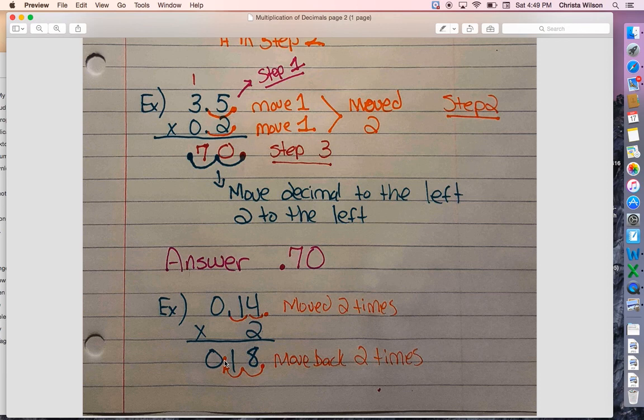Make sure you're making nice, neat notes, and remember, I do take a grade on your notes.